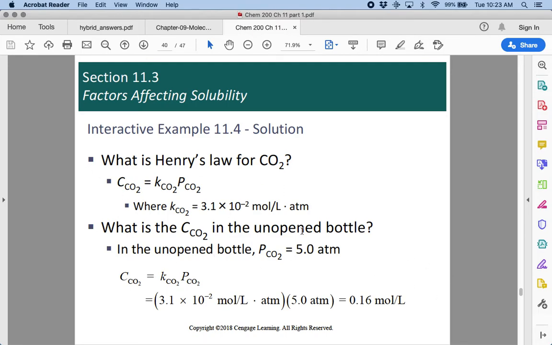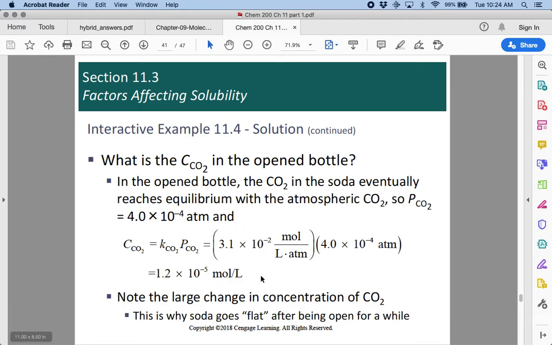We can go through and determine that for Henry's law, the K of the carbon dioxide would be 3.02 times 10 to the negative 2 moles per liter atmosphere. In the unopened bottle, the pressure is 5 atmospheres, right? So then the C for the CO2 would be 0.16 moles per liter.